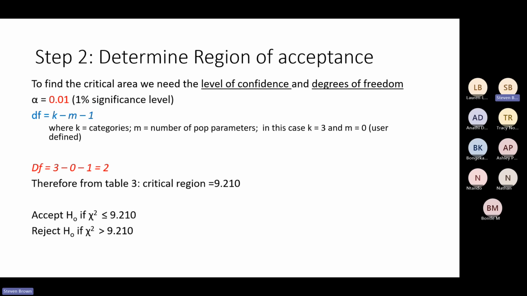What does that mean? If the number falls to the right of it, it means you reject the null. If it falls to the left, you accept the null. If it falls to the right, there's definitely a change, or there's been a change in pattern. If it falls to the left, there hasn't been.